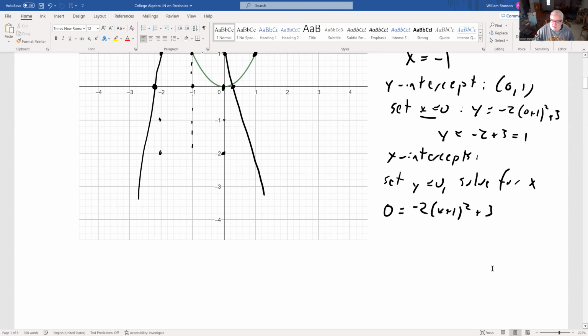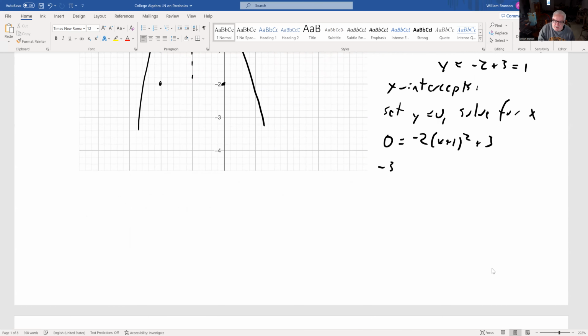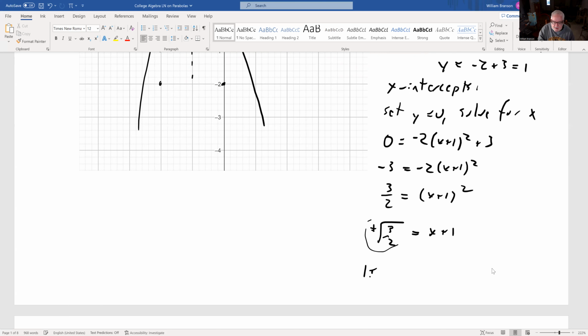To solve that for x, we're going to move the 3 over to the other side. It comes across as a minus sign. Divide both sides by -2. We get 3 halves on the left side. And then we take the square root of both sides, remembering that our square root of a number gets a plus or minus. And so x equals -1 plus or minus the square root of 3 over 2.